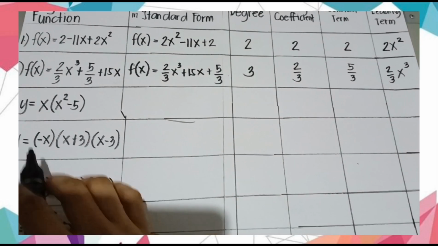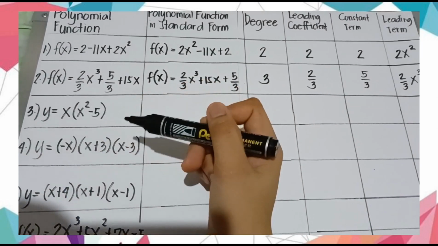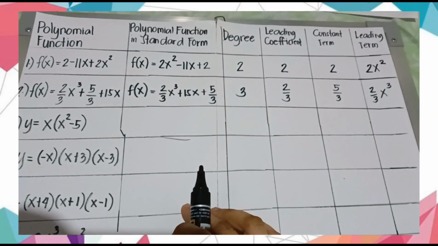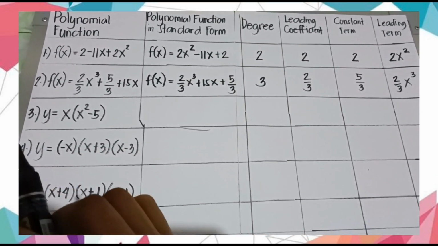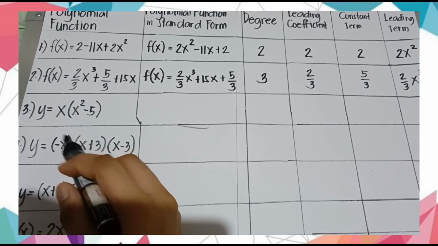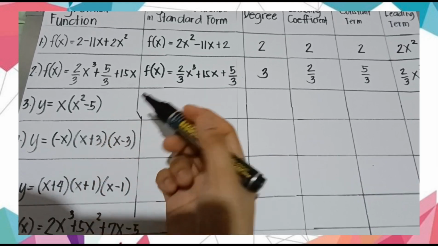So let's have another example, number 3. What if it is written in factored form? Examples 3, 4, and 5 are written in factored form. The first thing we need to do is solve for the standard form of these polynomial functions.